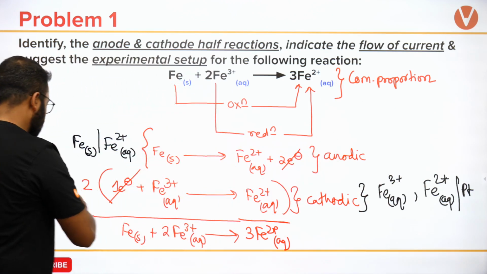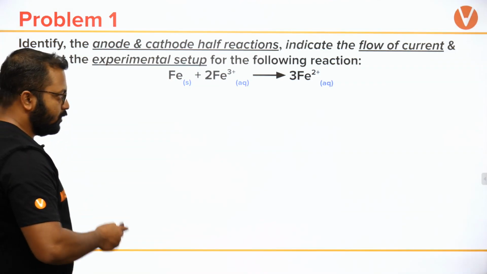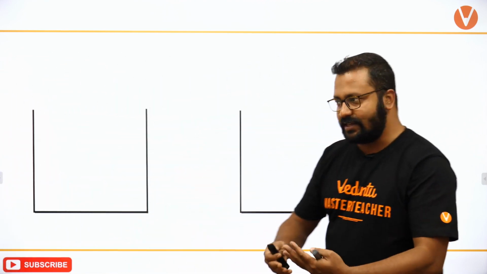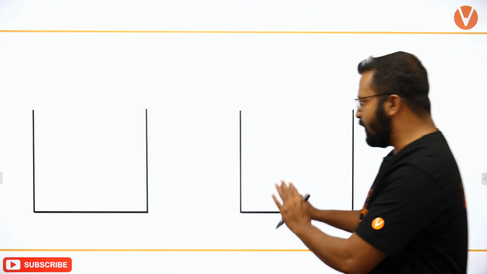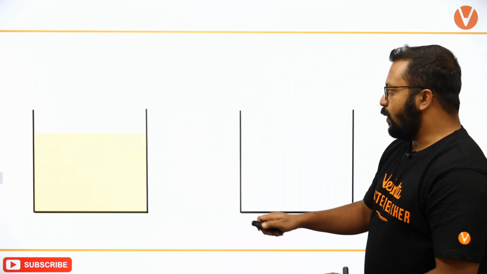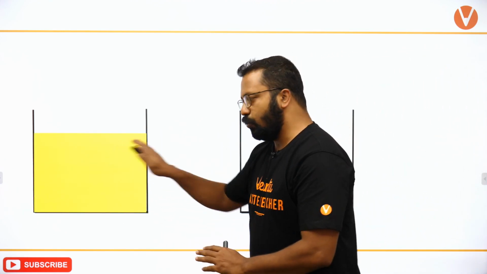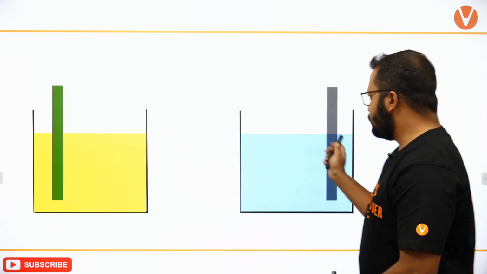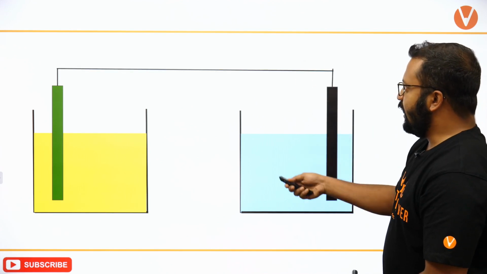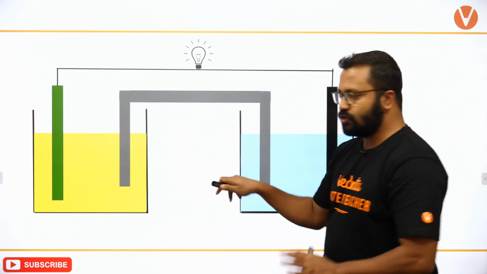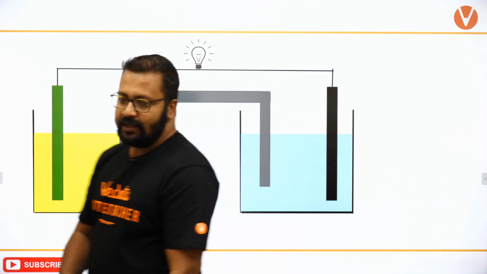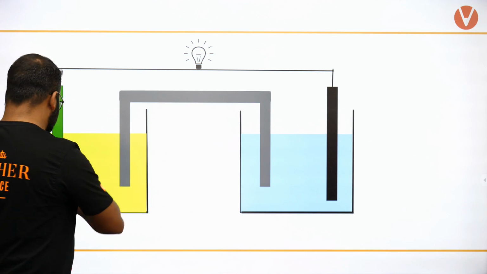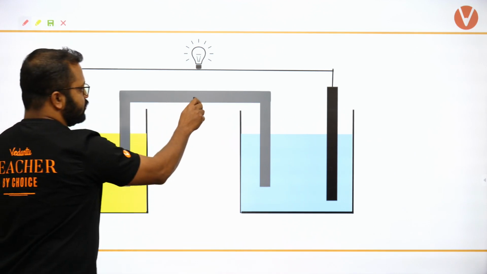Okay, so if I want to design this cell, then the cell will be designed in this manner. Two chambers, one chamber will be filled with one electrolyte, another chamber filled with another electrolyte, electrode connection is made, and you put a salt bridge. Okay, now I will put the right labeling over here. So this is the salt bridge. ये हमारा salt bridge है.